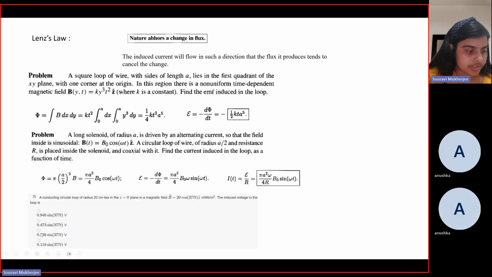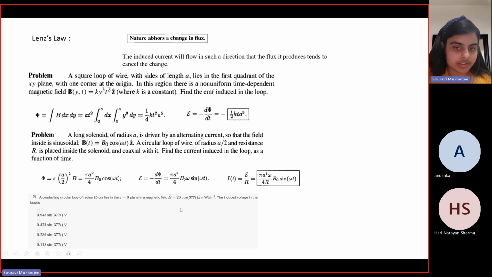Similar kinds of questions, I saw a similar question in last year's assignment, which was something like this. Here it says that you have a conducting circular loop of some radius. The radius again is given here. And you see that the magnetic field is a function of time, so it's changing with time. Now what is the induced voltage in the loop? Based on what we had just discussed, can you try to find the answer?